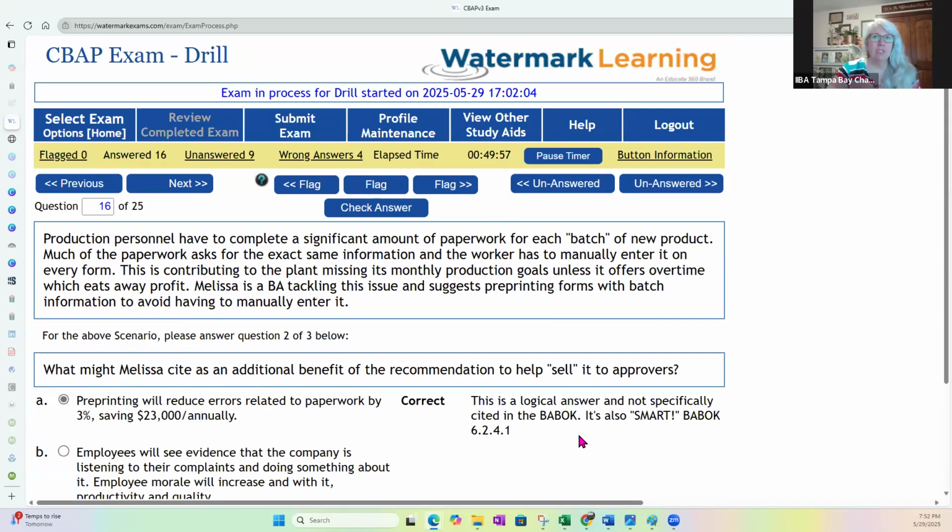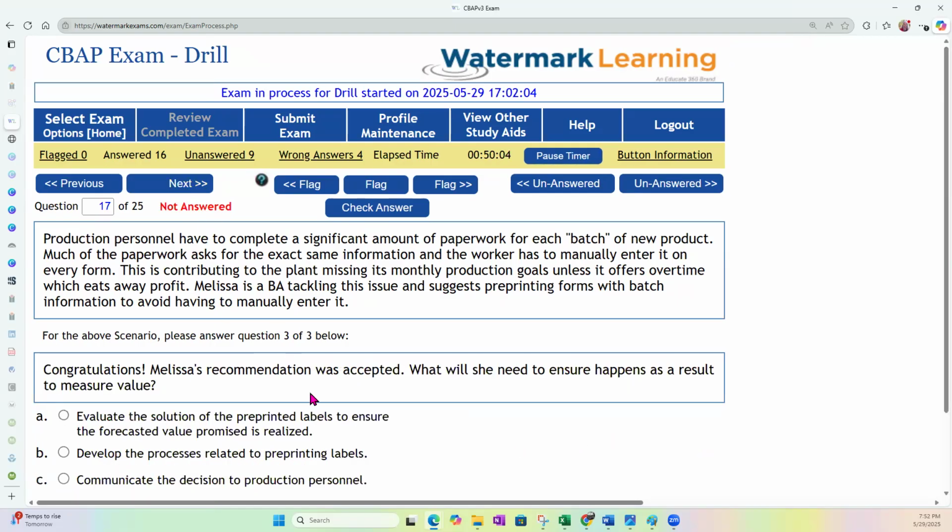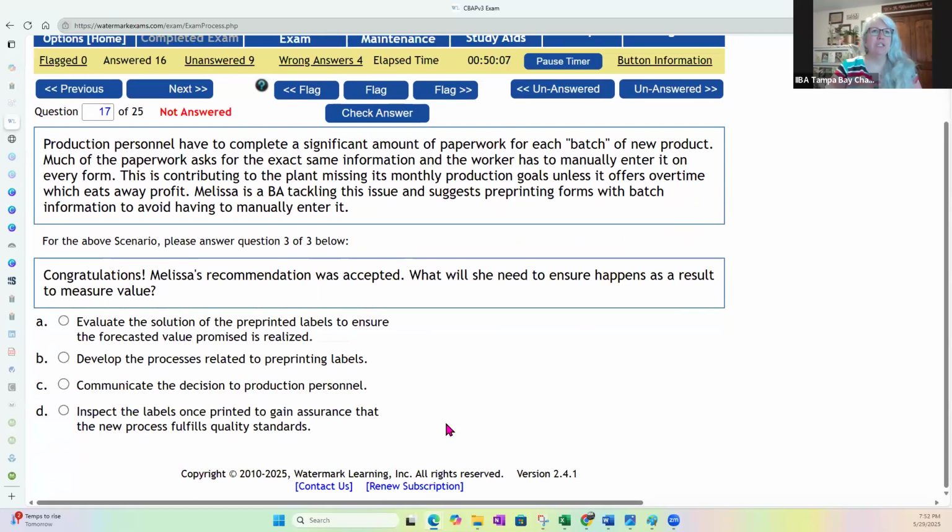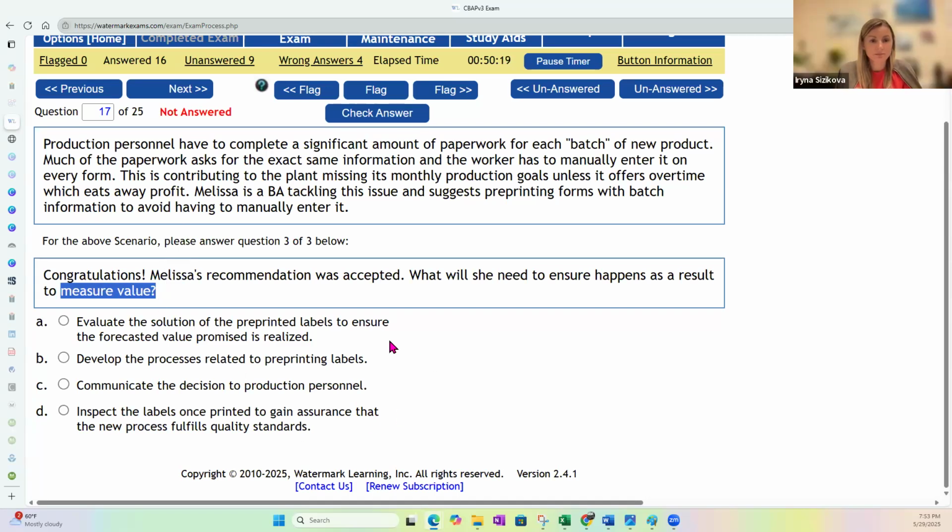This is a logical answer and not specifically cited, but it's also smart. I like smart. And third question, congratulations. Melissa's recommendation was accepted. What will she need to ensure happens as a result to measure value? So we're talking about measuring value. Should she evaluate the solution of the pre-printed labels to ensure that the forecasted value promised is realized? Should she develop the processes related to pre-printed labels? Communicate the decision to production personnel? Should she inspect the labels once printed to gain assurance that the new process fulfills quality standards?